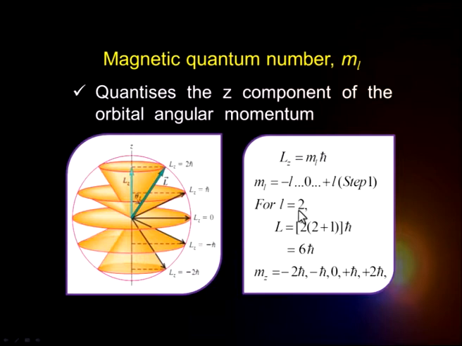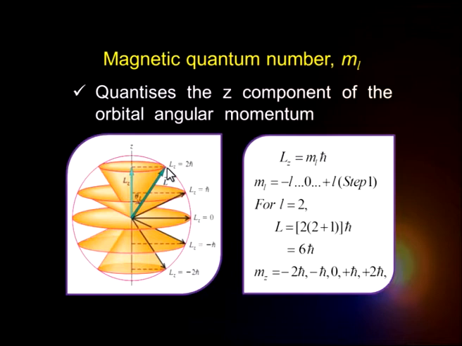Now, if I take, say, L equal to 2, that means my angular quantum number is 2, then the angular momentum will be equal to √6 ħ. That means this is a vector which is of unit ħ. Here √6 ħ is the magnitude of that vector of angular momentum.